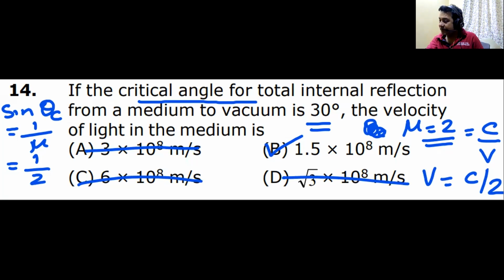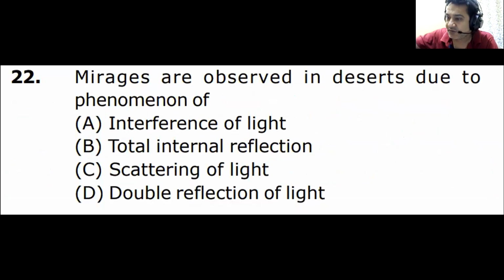Let's see who can give me this straightforward question with a straightforward answer. The question comes on your screen now. Mirages are observed in desert due to the phenomena of, what is the answer for this one? B, sir. Total internal reflection. Don't get confused by complicated terms. It is simply TIR.